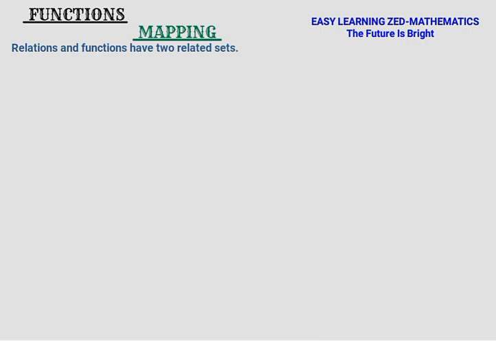Relations and functions have two related sets. You need to bear in mind that relations and functions have two related sets. So what we mean here is relations and functions have sets that have elements which have connections with the other elements in another set. If there are two sets, set A and set B, which means set A has elements that are connected to elements in set B.